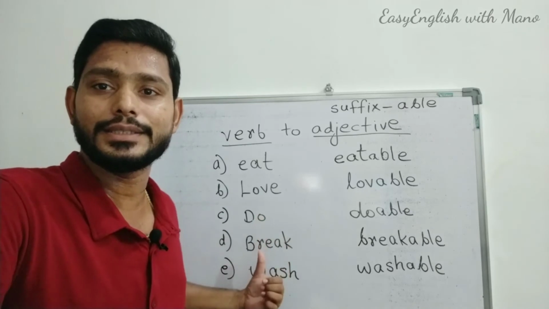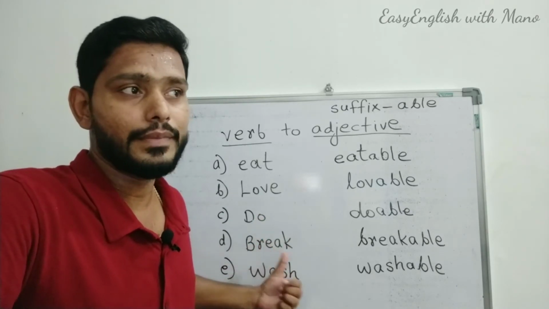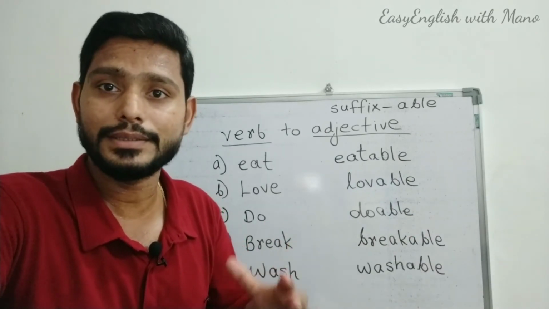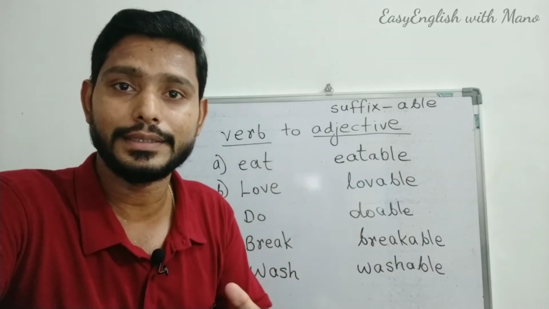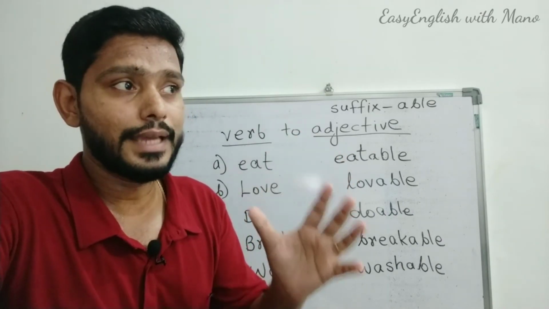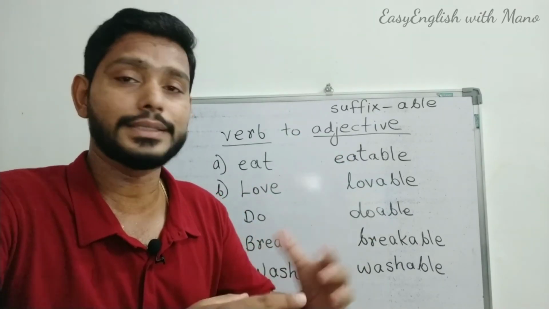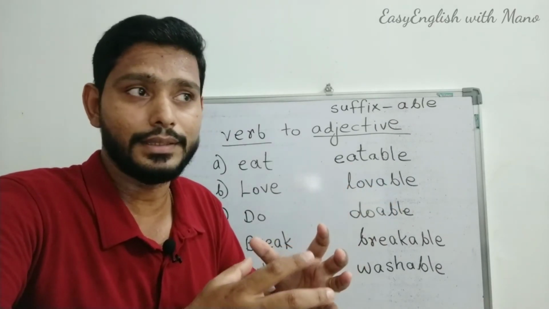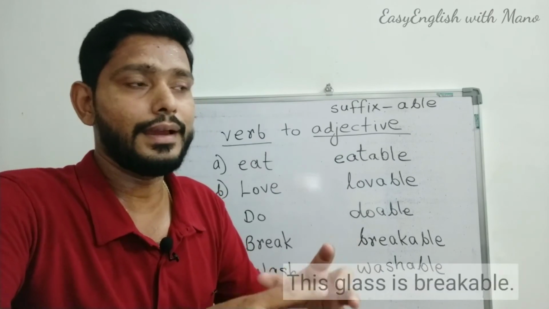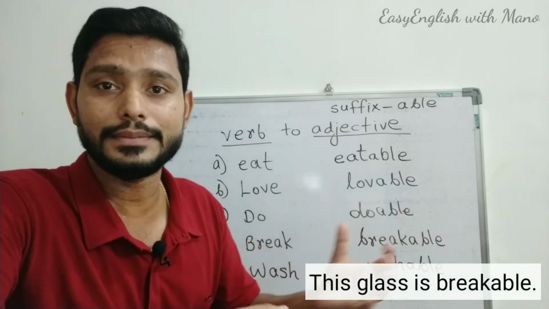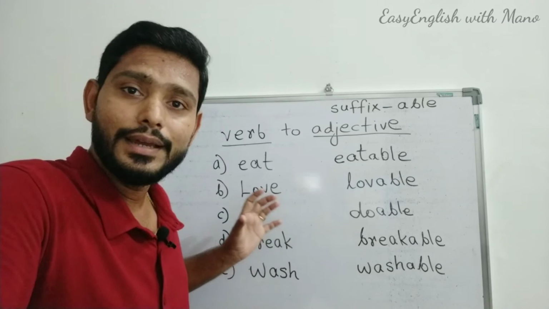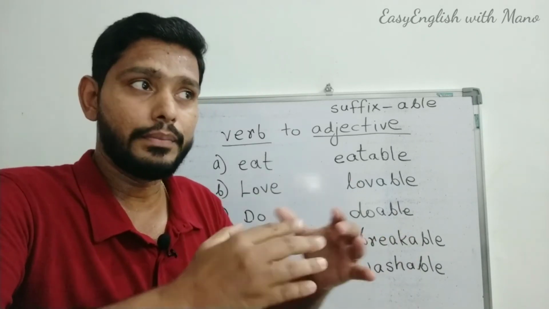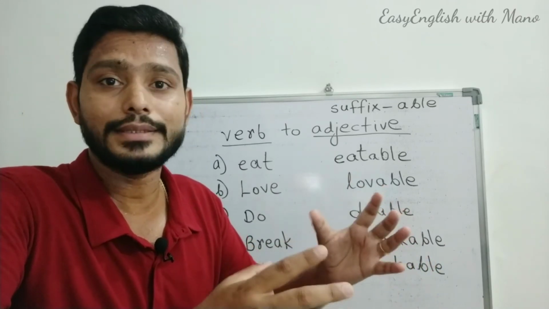Let's see the next verb, break. He breaks a glass. What does he break? Glass. And he is doing an action. The person, he, does an action that is called breaks. Something breaks. And if you want to tell more about that particular glass, it's breakable. That glass is breakable. So we can change the verb break into the adjective breakable. In that way, he breaks glass and that glass is breakable.